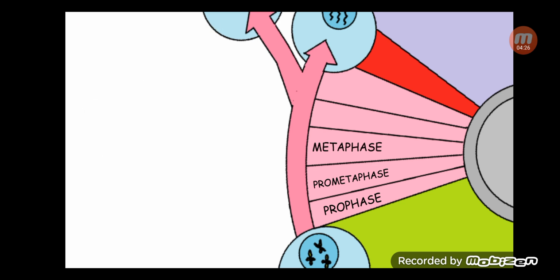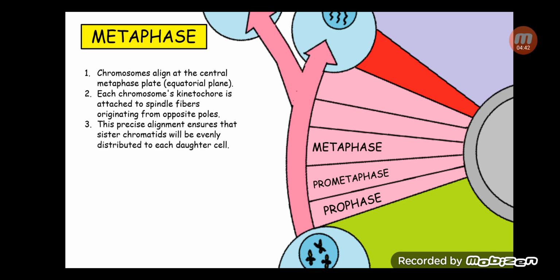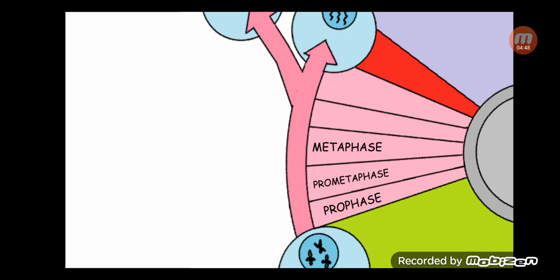The next phase in M phase is metaphase. Chromosomes align at the central metaphase plate, that is also called the equatorial plate, in this stage. Each chromosome's kinetochore is attached to a spindle fiber originating from the opposite pole. The precise alignment ensures that the sister chromatids will be evenly distributed to each daughter cell.